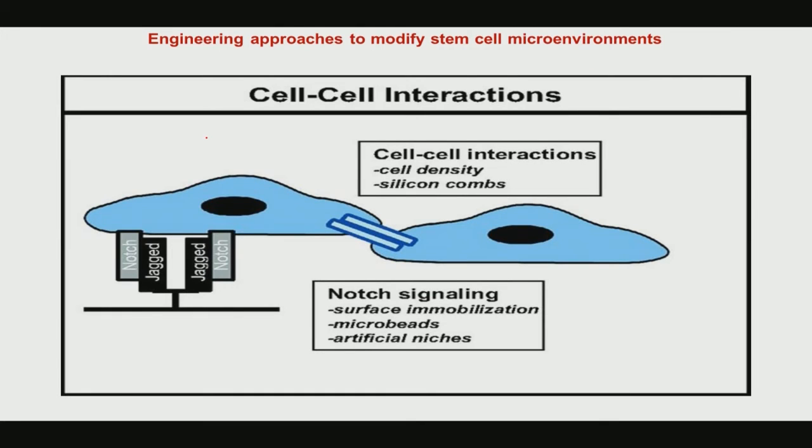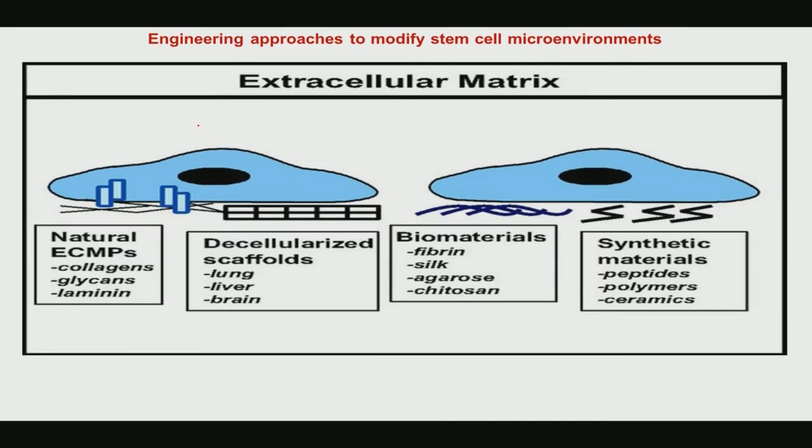So, taking the first one, that is the extracellular matrix. This is one of the examples. Now, you can use different scaffolds and different synthetic materials as well. Some of the decellularized scaffolds have been mentioned. Decellularized means the scaffolds where cells have been extracted and separated away, and these scaffolds can be used for guiding stem cells like lung, liver or brain. You can have natural ones like collagens, glycans and laminins as a coating on the substrate itself.